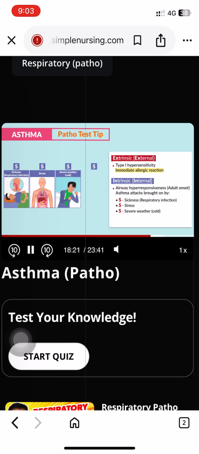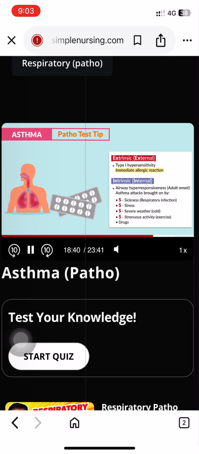The third S is for severe weather, like cold. Okay, now this one is technically outside the body, but you kind of get the idea here. It's not technically an allergen. Now, the fourth S is for strenuous activity and that exercise, which once again is brought on by self. And lastly, another outside factor are drugs. There are certain over-the-counter and prescribed drugs that are known to trigger asthma. So let's cover those right now.